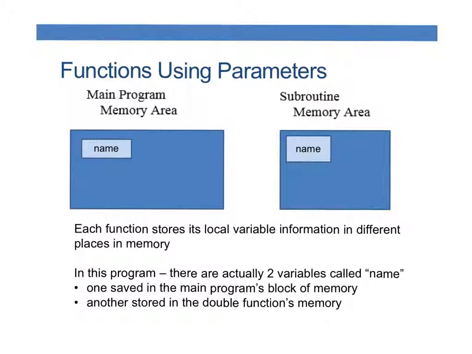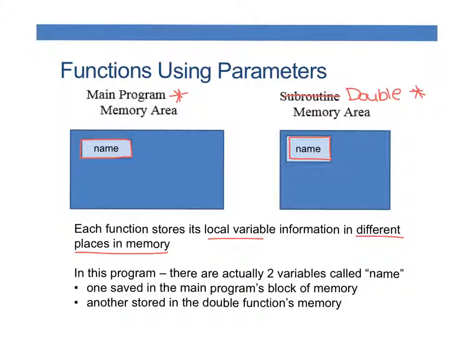So this slide right here just recaps what we discussed with the previous chunk of code. We have our main program with its version of the name variable. Then we had our subroutine, which in this case was called double, and double had its own memory area with its own name variable. So each function stores its local variables in different places in memory, which means double's variables are in a totally different place than main's variables. They are two separate functions.